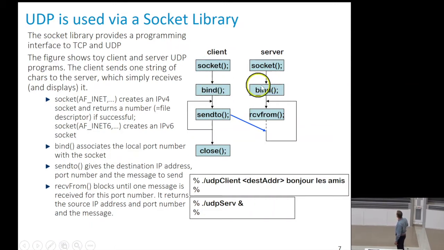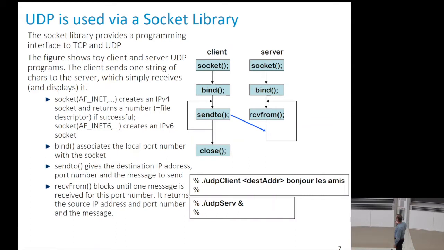On the server side, binding means instructing the operating system of the service port, of the port number that will be used by clients when sending to this machine here. So if this server would be a DNS server, the port number would be 53. If this is your toy example, you give it another number, which is not a reserved number, a number that is not below 1024.